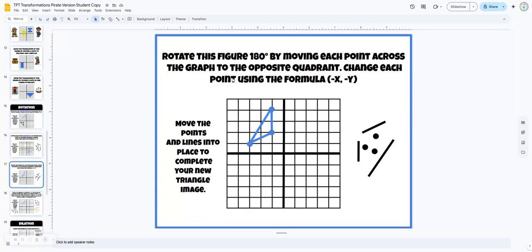Now we have a movement of 180 degrees. If I move this figure 180 degrees, it's going to be in the opposite quadrant. So students are going to use this formula for a rotation of 180 degrees. It's just going to change each of the coordinates to the opposite. So for example, if this is negative 1, 2, then we have 1, negative 2. It changes the sign of each one of the coordinates.